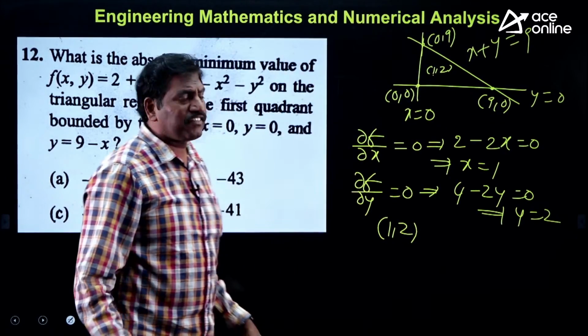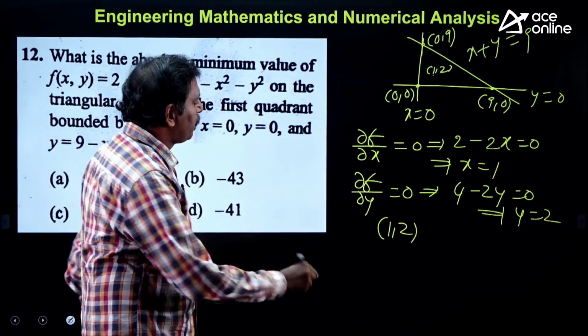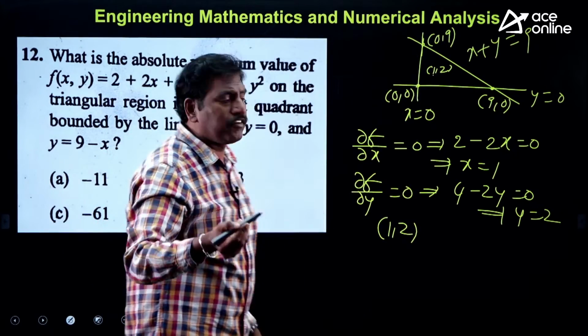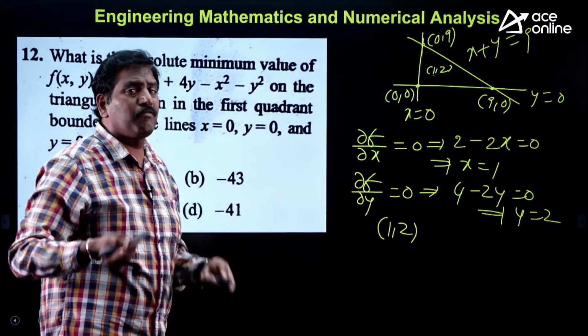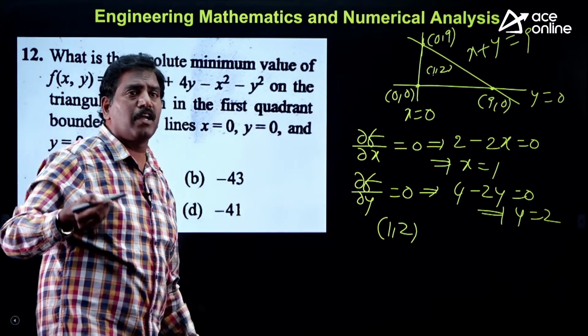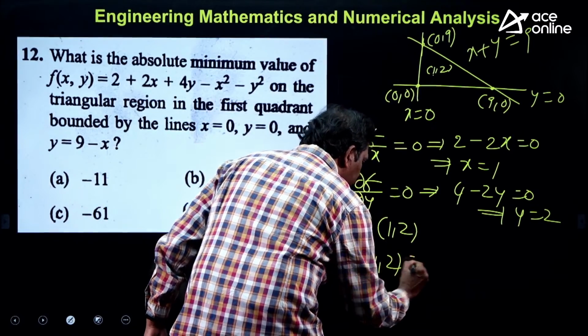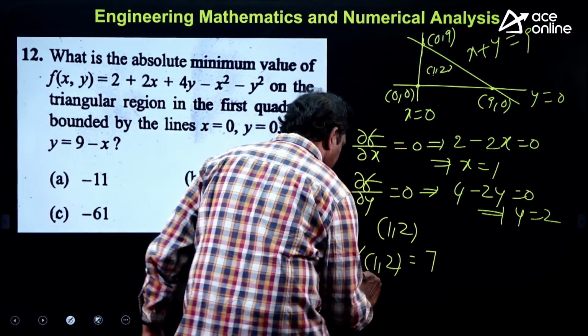Now what did they ask here? The absolute minimum value. Substitute the point (1, 2) and these corner points in the given function. Which point gives the minimum value? That value is our absolute minimum value. What is f(1, 2)? Substituting, we will get 7.